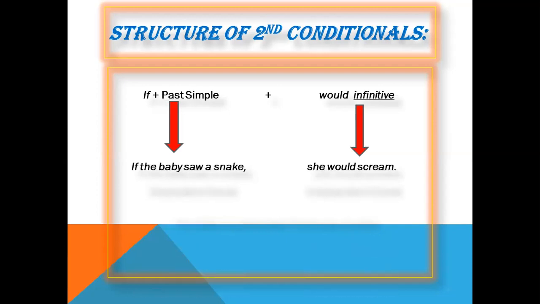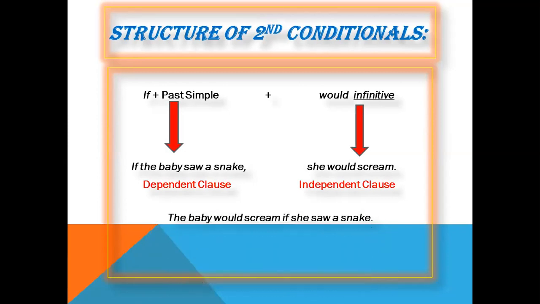So, if the baby saw a snake, she would scream. Look at the structure. If the baby, and then the past simple, the baby saw a snake, she would, and then scream. That is the first form of the verb, the base form of the verb, infinitive. She would scream. Now we can reverse the order of these clauses, and this is the sentence that we will get. The baby would scream if she saw a snake.